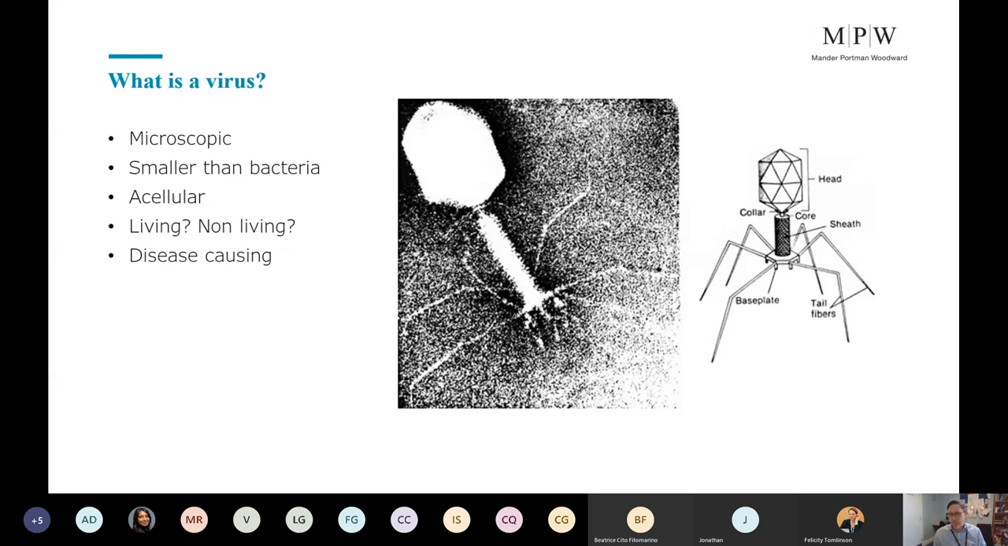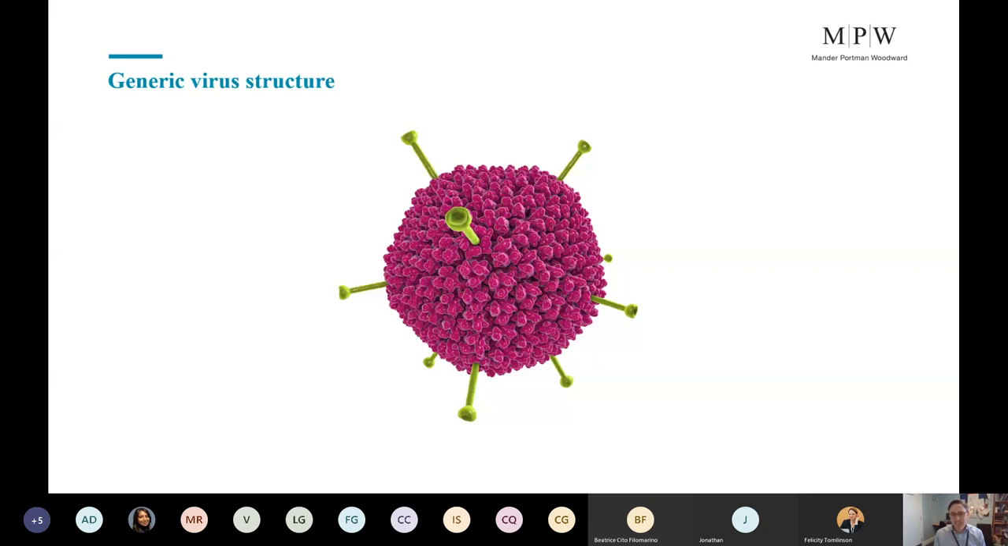Now, we see lots of variation in viruses in terms of their structure, and this is perhaps the oddest one that I know. But actually, it shares a lot of features with a general virus. So what I'd like to think about now is generic viral structure before we apply that to the HIV virus. The diagram we have now on screen is what's known as an adenovirus.